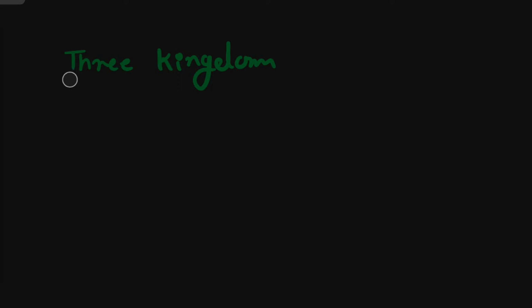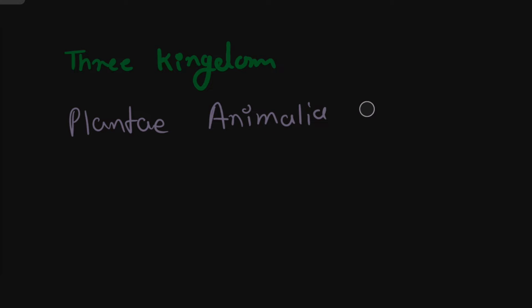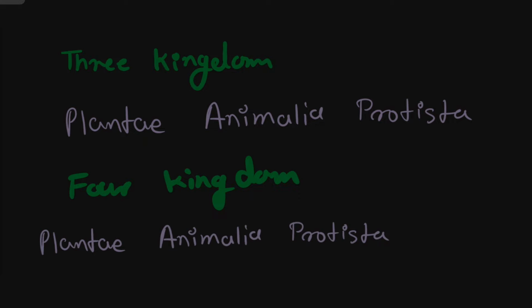Then there is a three kingdom classification, which includes plantae, animalia, and additionally protista. And four kingdom classification includes plantae, animalia, protista, and one more is monera.